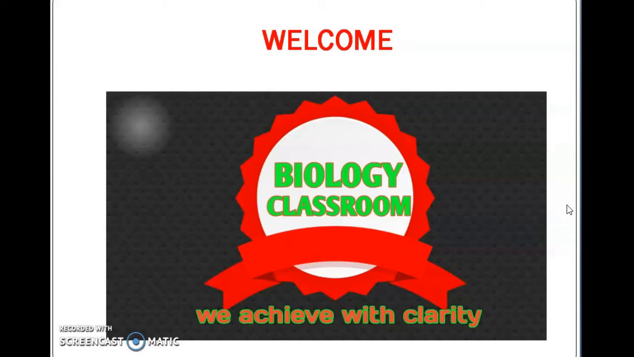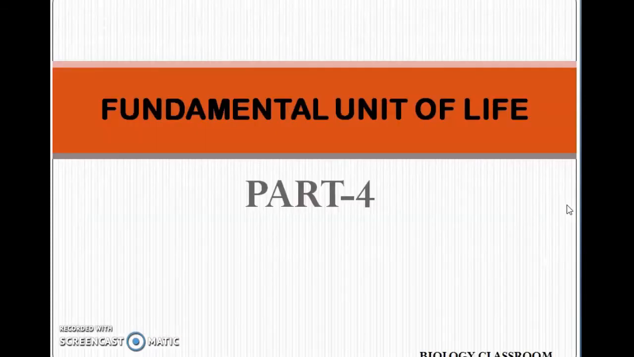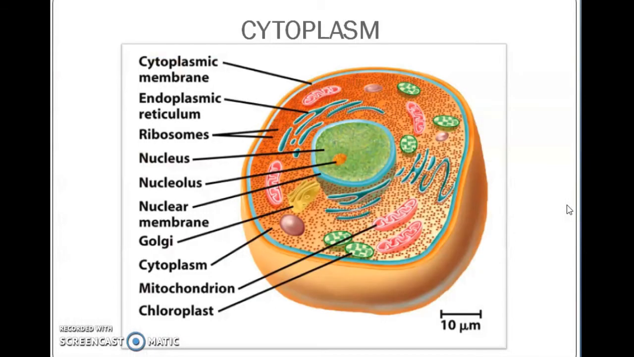Let us continue our chapter Fundamental Unit of Life. In the last lecture we have studied about the nucleus. Now we will discuss about the cytoplasm. So this is the structure of a cell and you are very much familiar about it. Various structures are named here: cytoplasmic membrane, endoplasmic reticulum, ribosome, nucleus, nucleolus, nuclear membrane, Golgi bodies, cytoplasm, mitochondria and chloroplast. So our today's topic is cytoplasm.